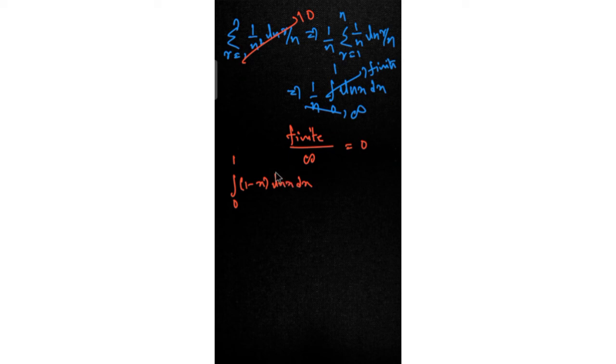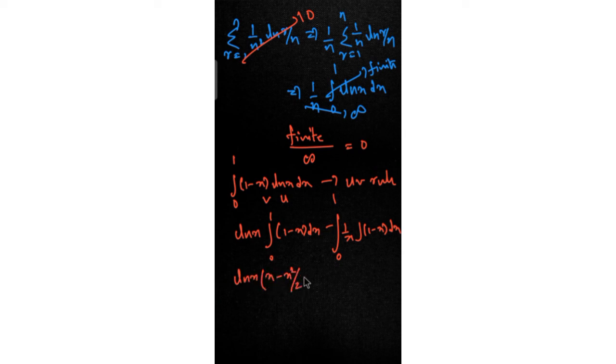So we shall use the UV rule. We can assume ln x as u and 1 minus x as v. So this turns out to be ln x times the integral of 1 minus x dx from 0 to 1, minus the integral of the derivative of u with respect to x, that is 1 by x, times the integral of 1 minus x dx, again from 0 to 1. So now this is ln x times (x minus x square by 2) from 0 to 1, minus the integral of 1 by x times (x minus x square by 2), from 0 to 1.